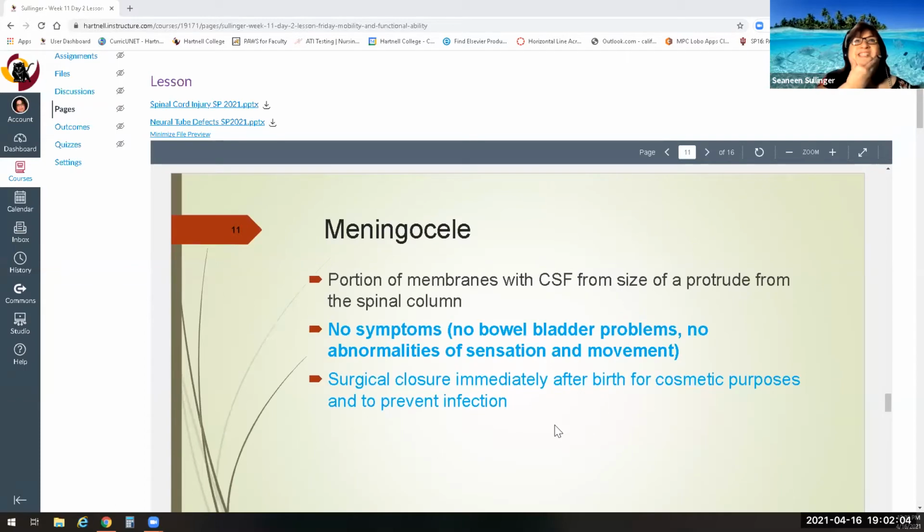Meningocele is a portion of membranes with the cerebrospinal fluid that are protruding. Oftentimes there's no symptoms. You don't have the bladder problems or the sensation and movement problems because it's basically just the fluid in a sac. And so you can do surgical closure for cosmetic purposes and to prevent infection. But there's generally not symptoms because there's not the spinal cord and nerve root involvement.